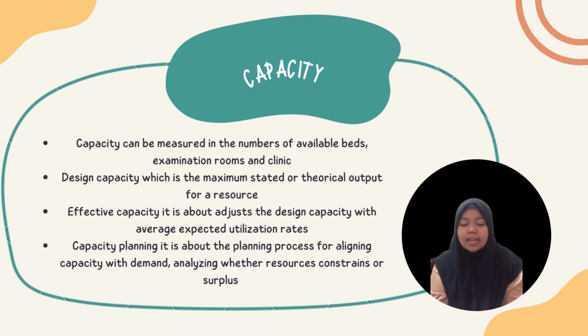For capacity, it also has 4 points, and capacity can be measured in the number of available beds, examination rooms, and also clinics. Capacity has 3 types. They are design capacity, effective capacity, and capacity planning. Design capacity is the maximum stated or theoretical output for resources. Effective capacity is about adjusting the design capacity with average expected utilization rates.